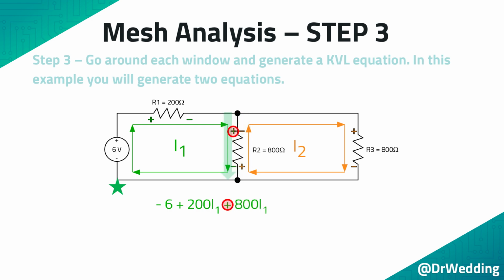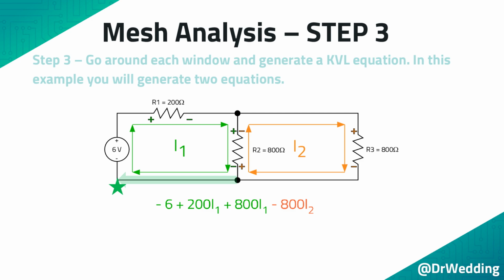The first voltage is added because you encounter the green plus sign when going from top to bottom. This first voltage is equal to the 800 ohm resistor multiplied by the green I1 current. The second voltage is subtracted because you encounter the orange minus sign when going from top to bottom. This second voltage is equal to the 800 ohm resistor multiplied by the orange I2 current.